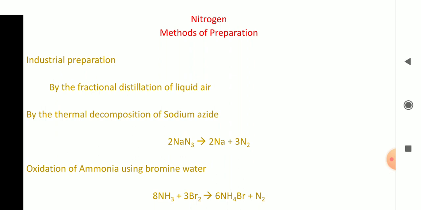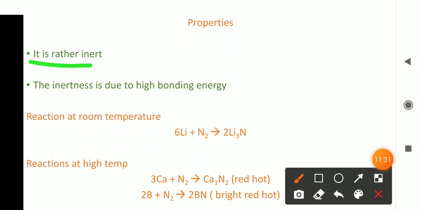Now the properties of nitrogen we have to see. Look at the first property. It is rather inert. What do you mean by the term inertness? Inert means unreactive. Then we have to find the reason for this unreactivity. It's given in the next point. The inertness is due to high bonding energy. The bonding energy of nitrogen is very high, so that its reactivity is poor. Now there are two chemical properties. Totally there are four chemical properties. In this slide we will see two, then in the coming slide we will see the other two. Look at the first chemical property, reaction at room temperature. As we have seen already, its reactivity is very poor. So at room temperature it doesn't show any reactions. This is the only reaction nitrogen shows at room temperature, that is with lithium. When nitrogen combines with lithium, we will get lithium nitride, that is Li3N.